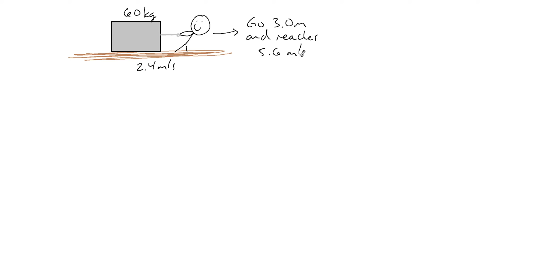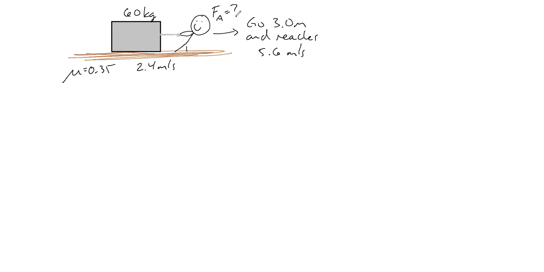All right, let's also incorporate some friction with this as well. Let's say the coefficient of friction between the box and the ground is 0.35. So we've got a 60 kilogram box with 0.35 coefficient of friction. He's starting at 2.4 meters per second. He pulls the box and reaches 5.6 meters per second after he goes 3 meters. So what we're going to do is find out how hard he is actually pulling the box, the applied force from the guy.